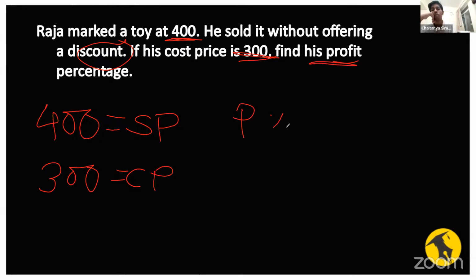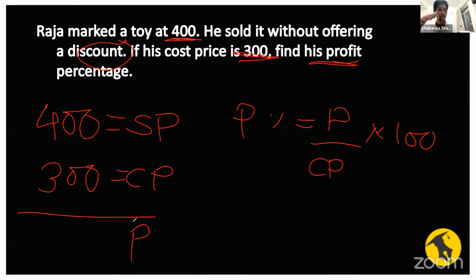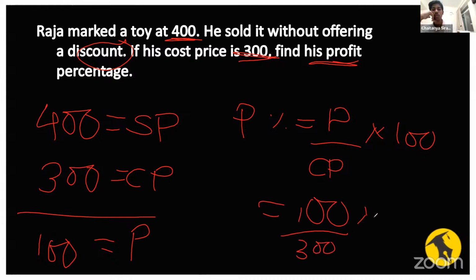You can straight away apply the formula. Profit percentage is profit upon cost price into 100. What's my profit in this case? It's selling price minus cost price. So Raja made a profit of 100. So this is 100 upon 300 into 100. If I cancel zeros, I'll get 1 by 3. And we saw at the beginning of class, 1 by 3 is nothing but 33.33%.